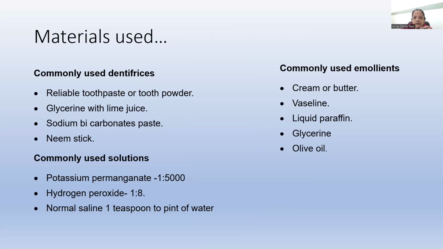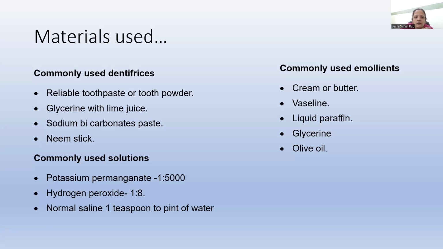So what are the materials that we use? Commonly used materials are good toothpaste or tooth powder. The person can use even salt also. That can be a neem stick also. Soda bicarb also, lime juice and glycerin also. There are certain solutions also which are used for mouth care. So as per the condition of the patient and the financial availability of the patient, they should be used.